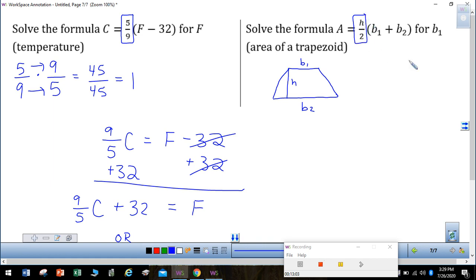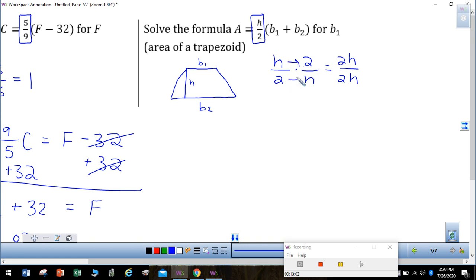And the reciprocal of h over 2 is 2 over h. So just like what we saw in the previous problem, multiplying this by its reciprocal is going to cause the numerator and denominator to be the same, 2h divided by 2h. It doesn't matter what the numerator and denominator are. If they're ever the same, it's just equal to 1. So what's actually happening here in the formula, if we multiply both sides by 2 over h, on the left side we have 2 over h times A.